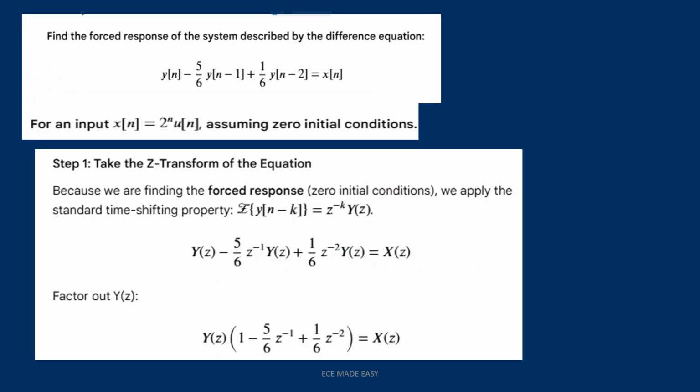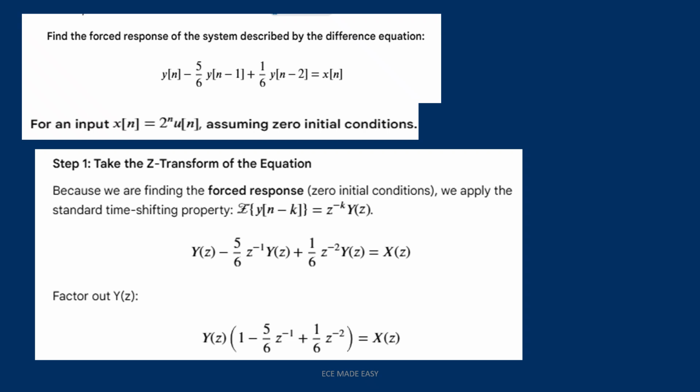And in this last example, again, similarly you have to solve these questions when they are asked in the exam. Find the forced response of a system given by this equation. Input is 2 to the power n u of n. Now see, in the two examples so far the input was u of n, but here the input is 2 to the power n u of n, which is an exponential input, with zero initial conditions.